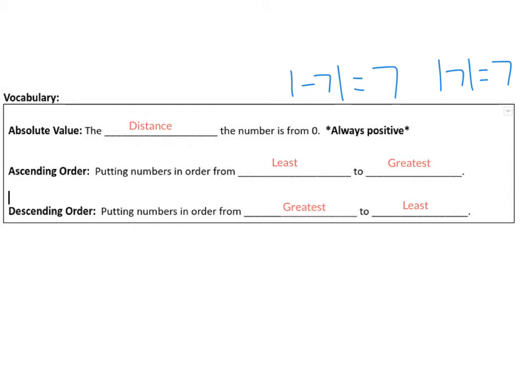Ascending order, some of the directions will say put the numbers in ascending order, which is just going to mean from least to greatest. And if we're looking at descending order, this is putting numbers in order from greatest to least. So pay extra attention when the directions say these two words. Okay, let's move forward.